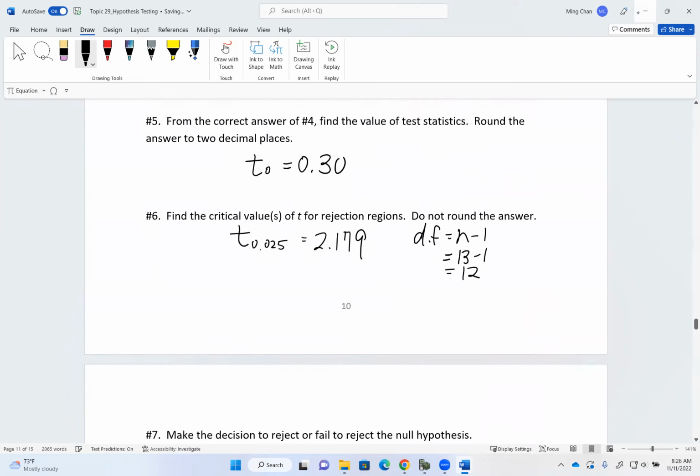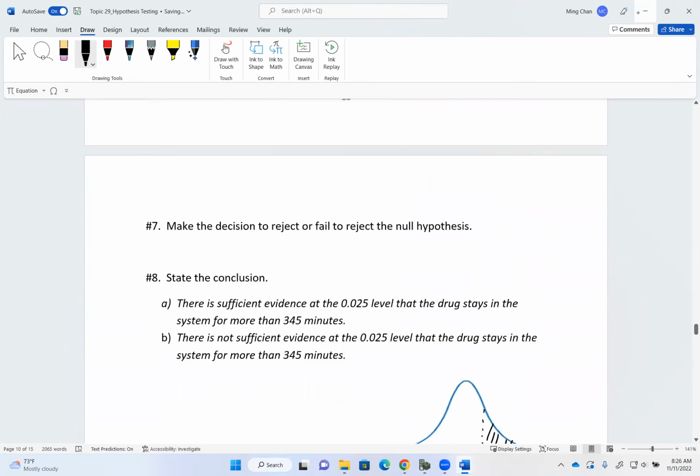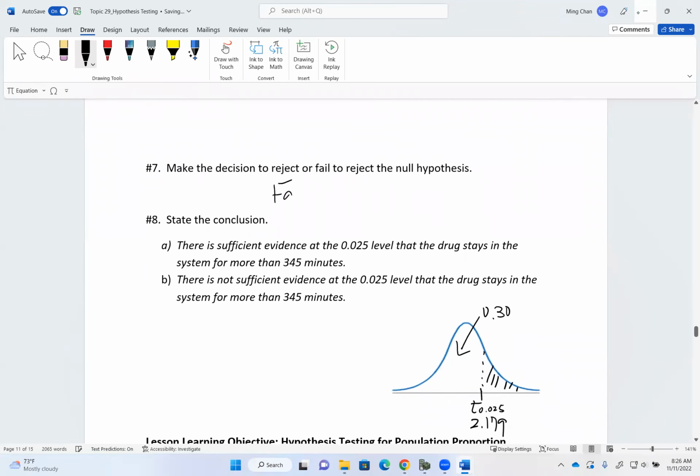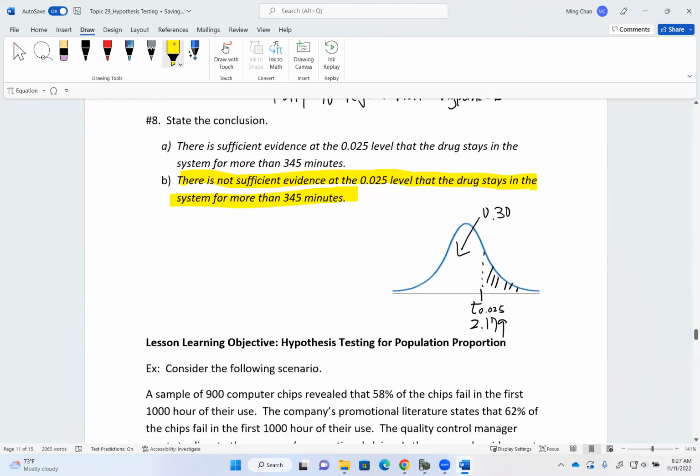So the test statistic is only 0.30, which does not fall into the rejection region. So again, this one we will fail to reject the null hypothesis. Once again, there is not sufficient evidence at the 0.025 level that the drug stayed in the system more than 345 minutes. On the homework for stating the conclusion, I need y'all to state it like this, whether you reject or fail to reject.